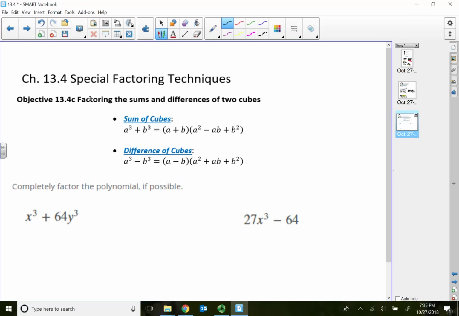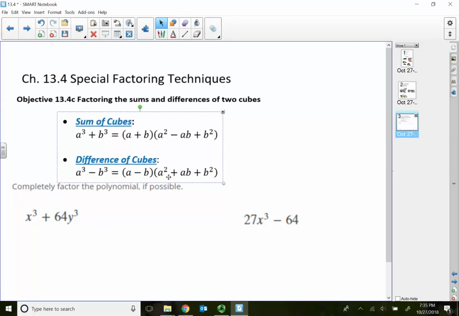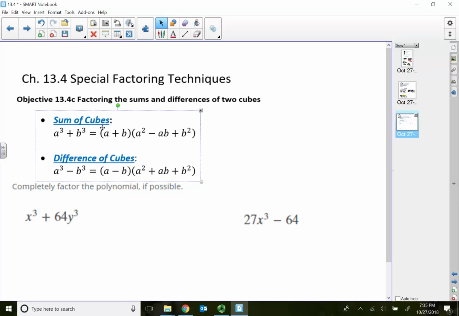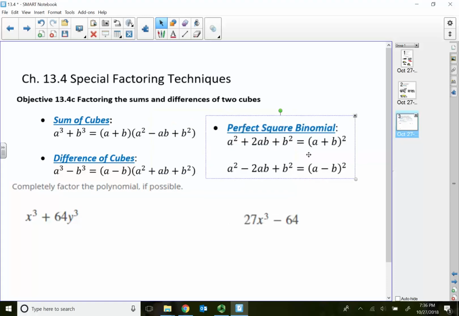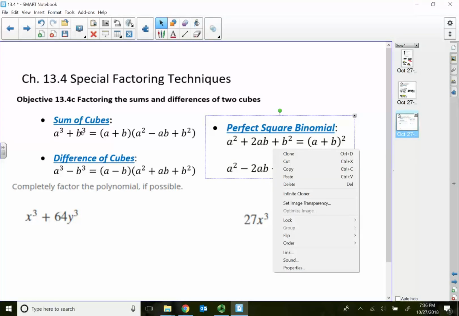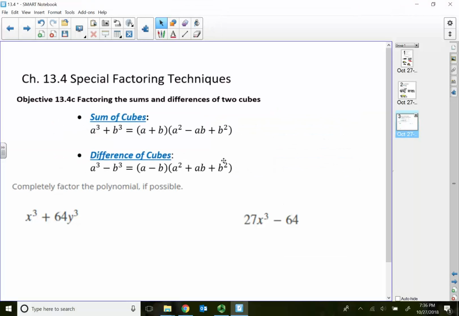Module 13.4, factoring the sum and difference of cubes. One of the reasons why I asked you to keep on memorizing the perfect square binomial is we can use it here. You see, for the sum of cubes or the difference of cubes, the second parenthesis, a squared minus ab plus b squared, looks a lot like a perfect square binomial. Almost identical except for the middle part. So if you already have the perfect square binomial memorized, then factoring the sum and difference of cubes will be very easy.